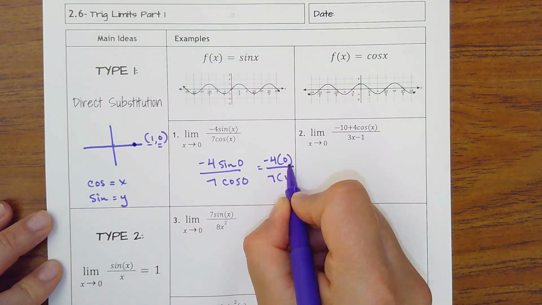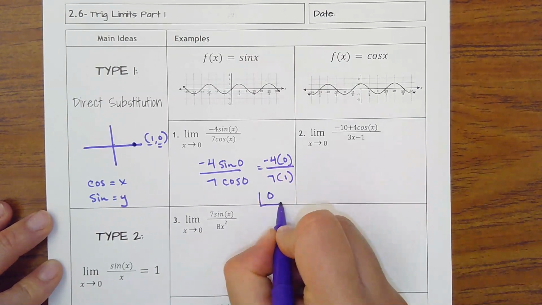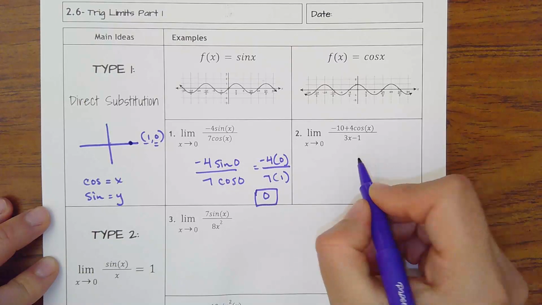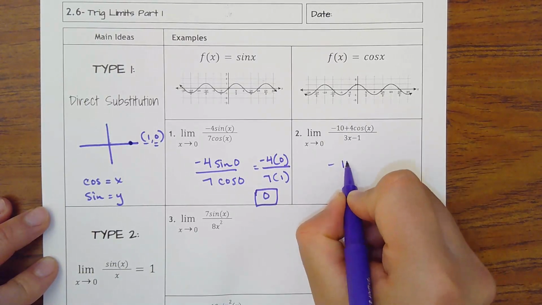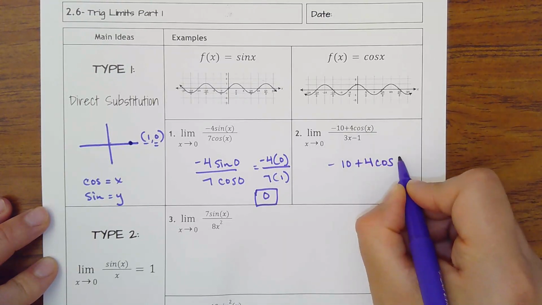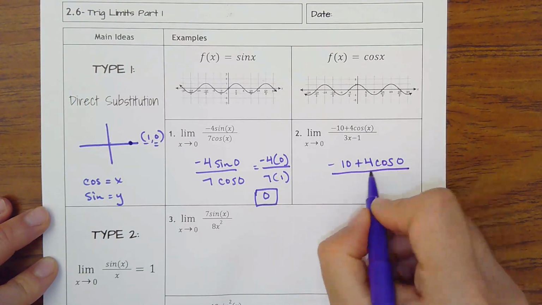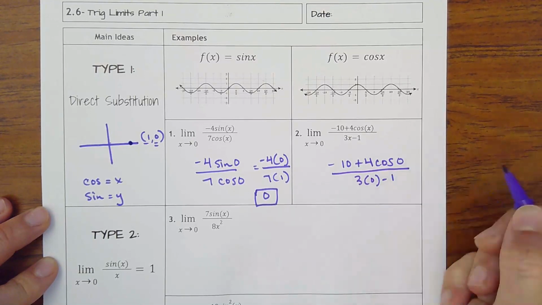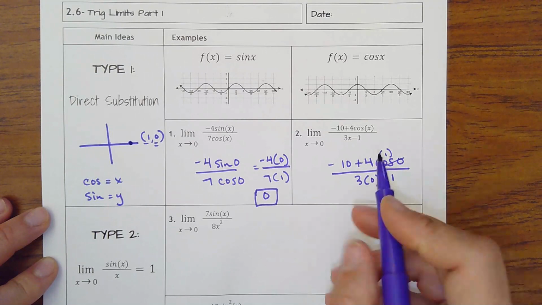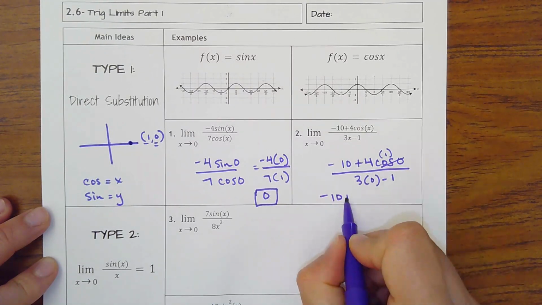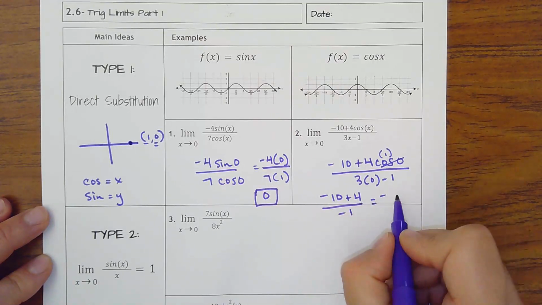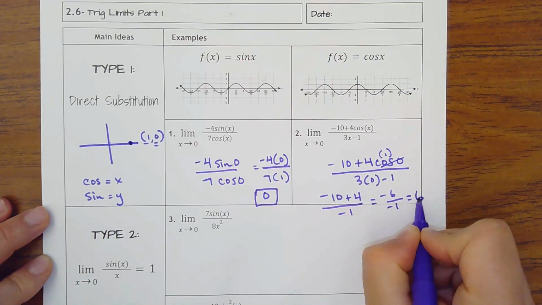Well, -4 times 0 is 0, divided by 7 is 0. So that worked because we got 0 on top. That's fine. Number 2, let's try it. We got -10 plus 4 cosine of 0, and again, because that's what the limit wants us to find, over 3 times 0 minus 1. Cosine of 0 is 1. So it's -10 plus 4 over -1, which would be -6 divided by -1 or 6.